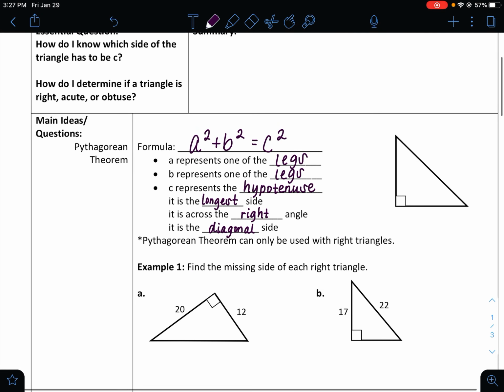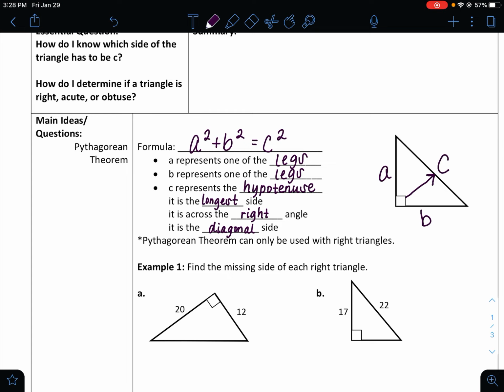All right, so the first main idea, of course, is the Pythagorean Theorem. Y'all should all know it by now. A squared plus B squared equals C squared. A represents one of the legs, B represents the other leg, and then C is the hypotenuse. C is the longest side, and it's also across from the right angle, just like that.